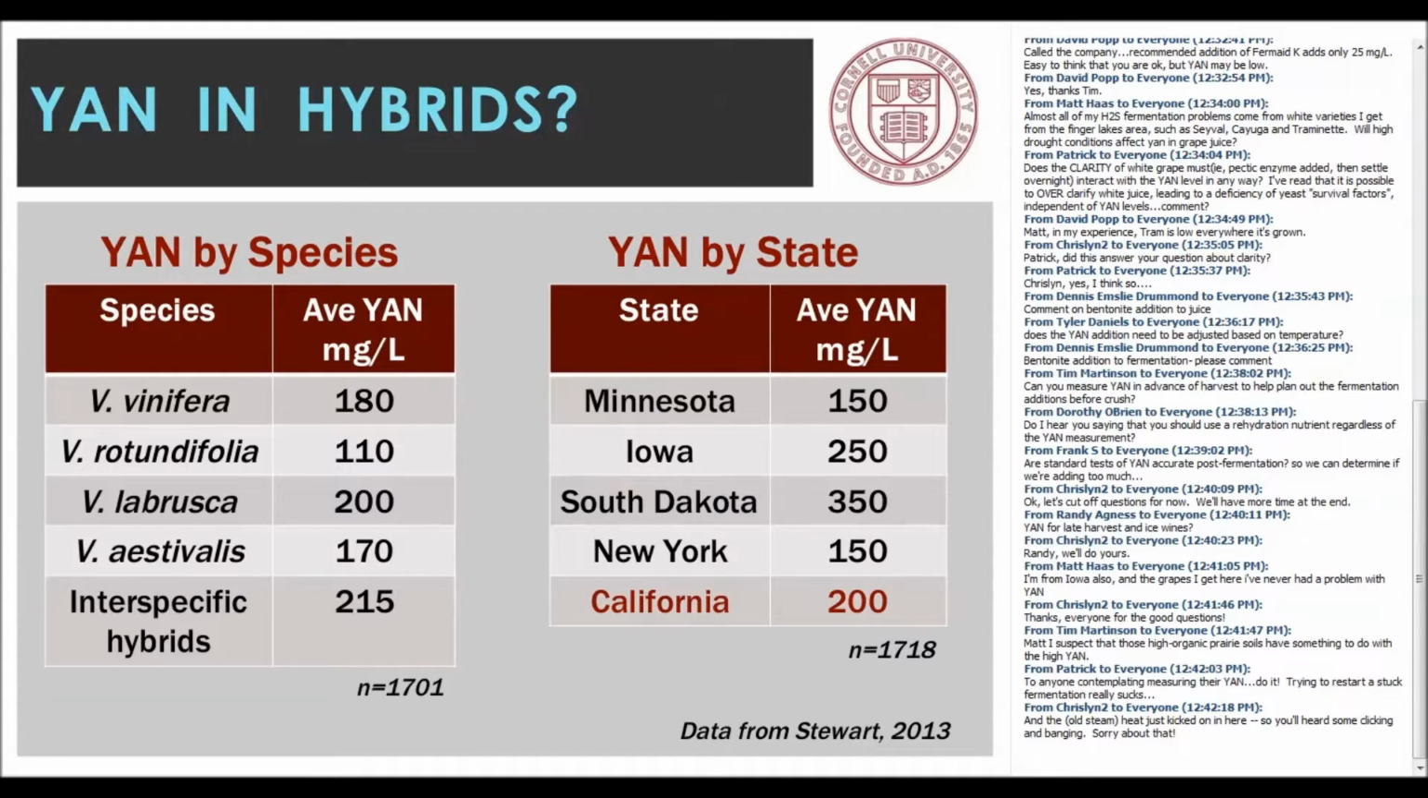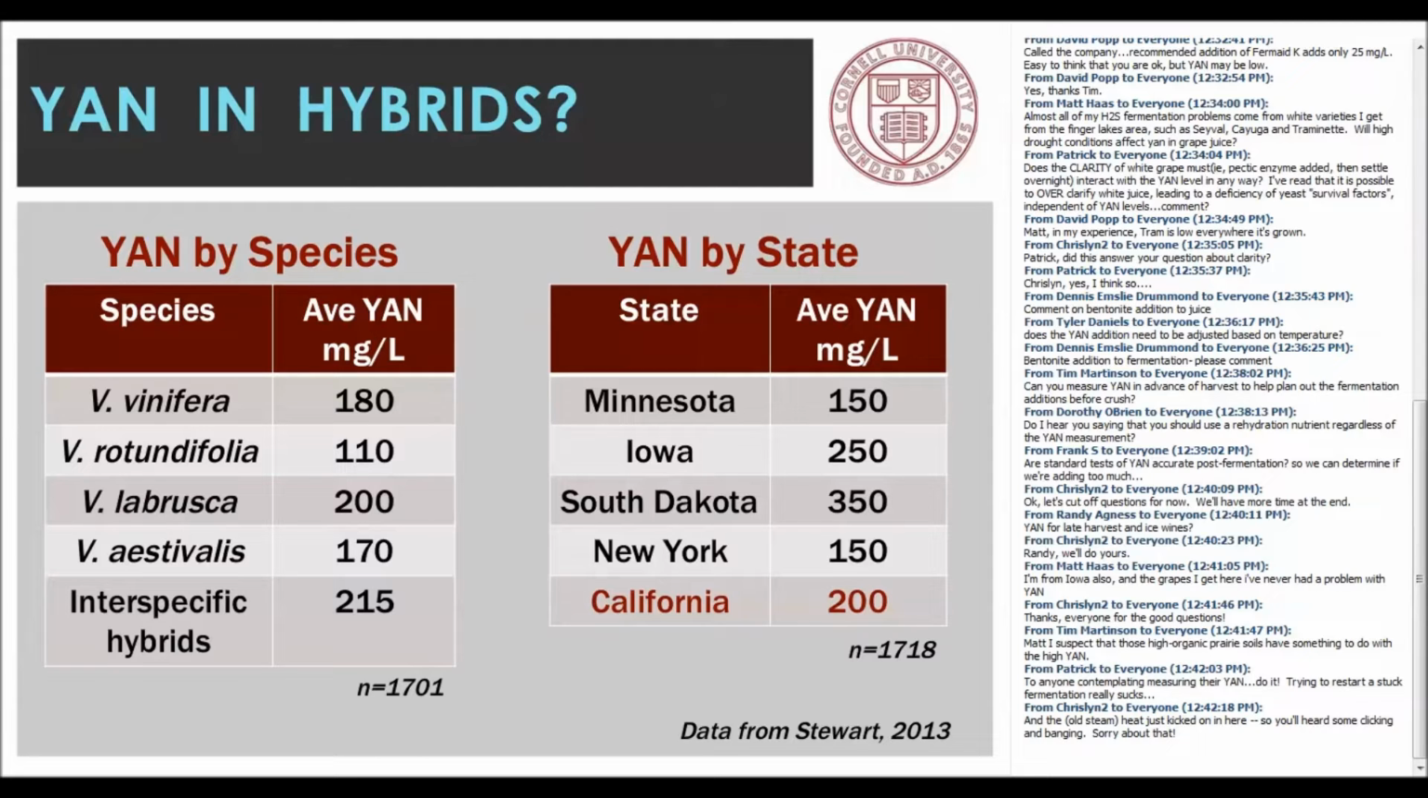In general, the grapes grown in Minnesota have low YAN. That's actually a little bit too low, especially if you have a high Brix grape, like the Riparia-based hybrids. Iowa's a bit higher, and South Dakota is very high. If you live in South Dakota, I think it's safe to say do not add YAN to your grape fermentations.